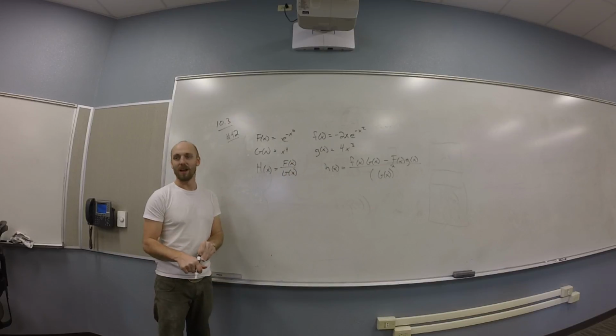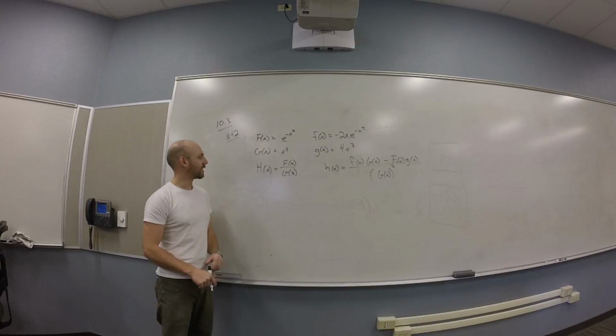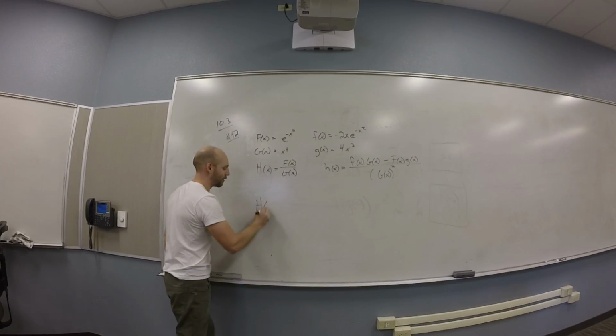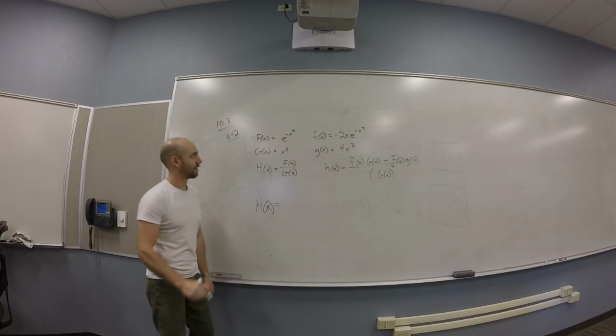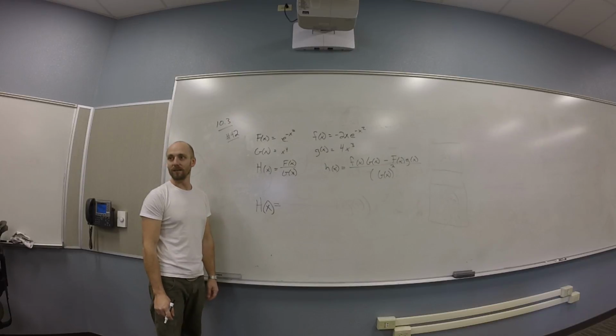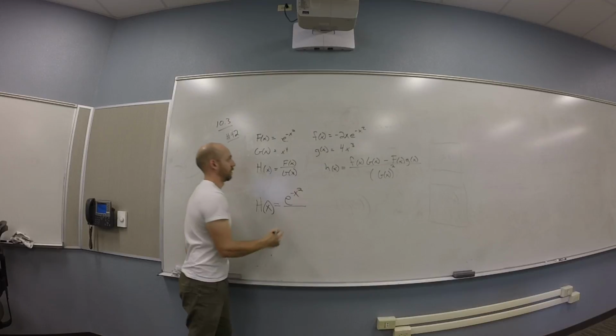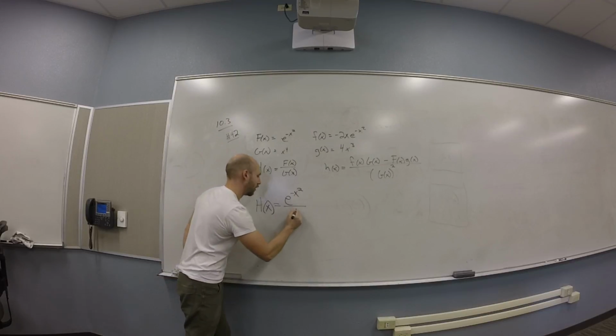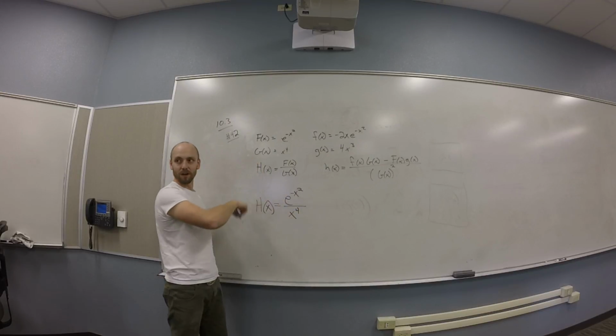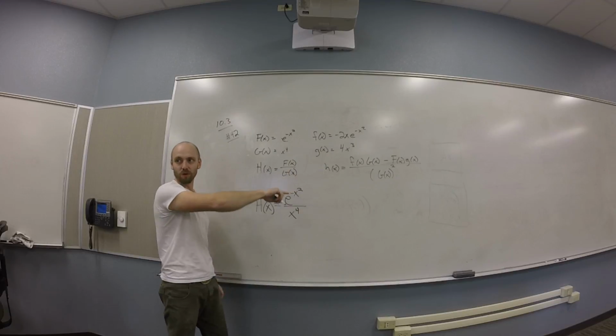So, yeah, just take stuff and plug it in. Capital H should be really easy. Capital H should be e to the negative x squared over x to the fourth. Okay, so that's the function that we're going to be differentiating using this rule that they gave us.